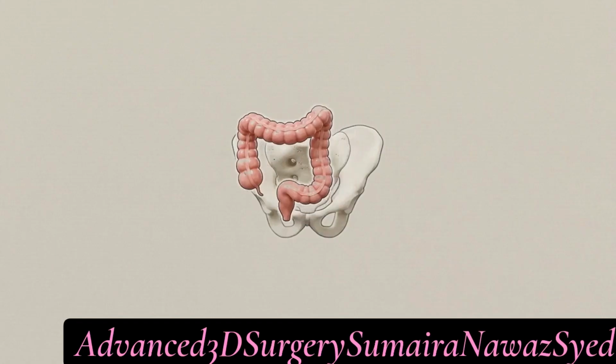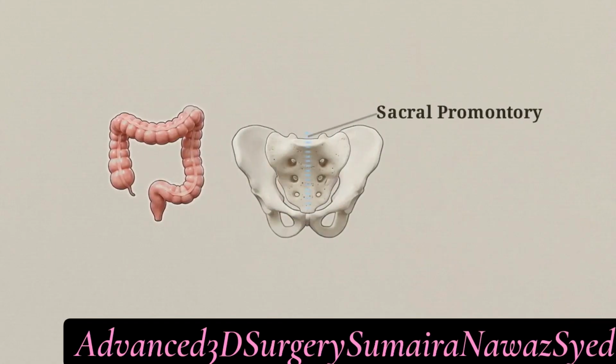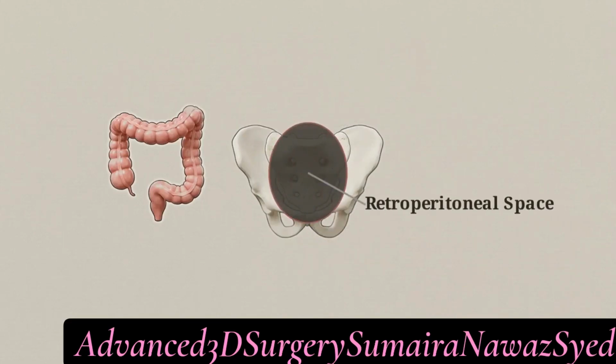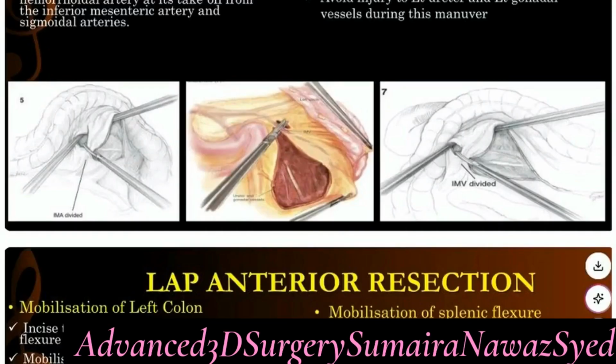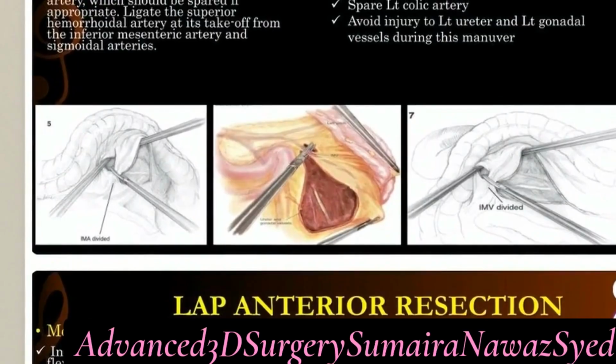The surgeon retracts the sigmoid colon and makes the initial incision in the peritoneum directly over the sacral promontory, exposing the retroperitoneal space. In this anatomical illustration, you can see the critical vascular work. The surgeon isolates and divides the inferior mesenteric artery while taking care to spare the left colic artery. The left ureter and gonadal vessels must be continuously identified and protected during this maneuver.